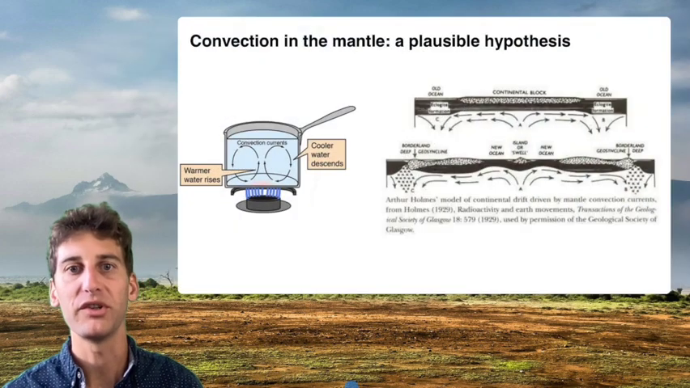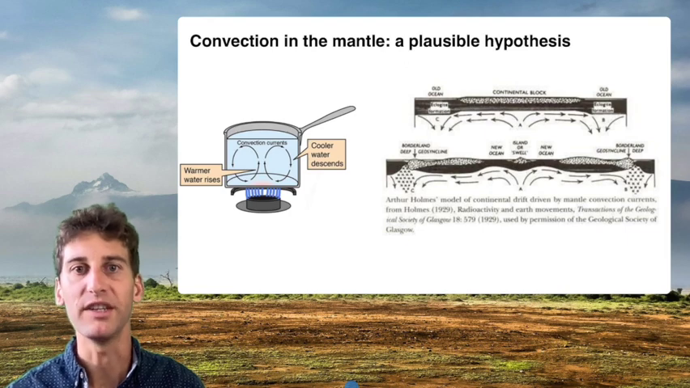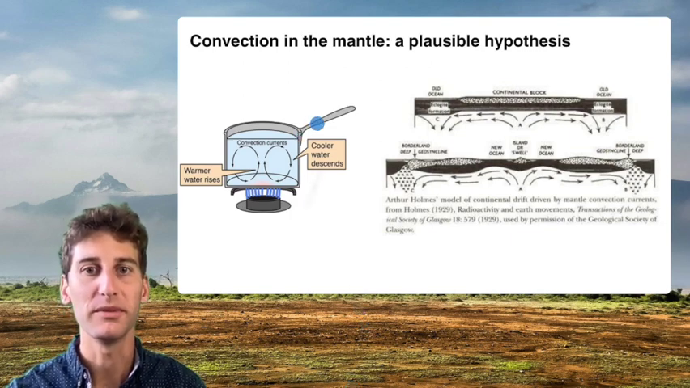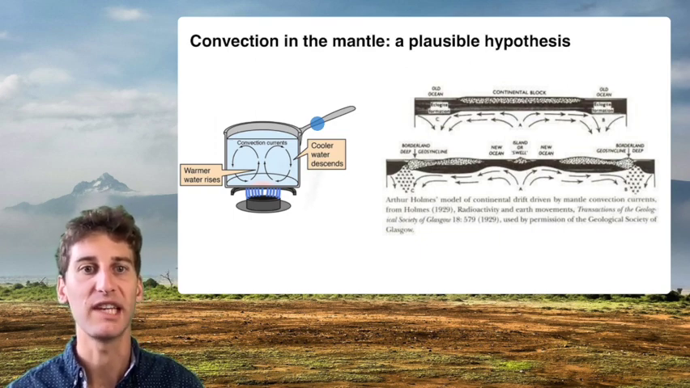So even though there were potentially compelling parts of Alfred Wegener's idea of continental drift, the lack of mechanism really prevented it from being considered seriously. Several decades later, though, Arthur Holmes proposed this idea that you could have mantle convection the same way you have convection in a pot on the stove.